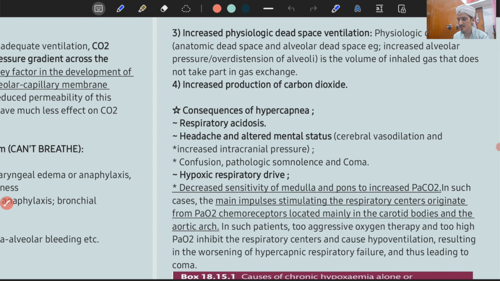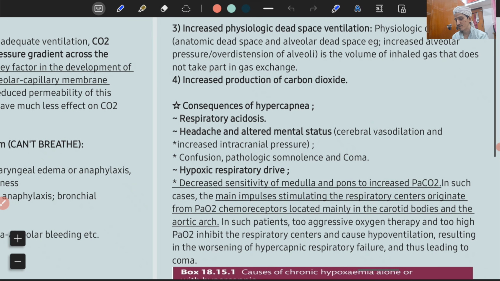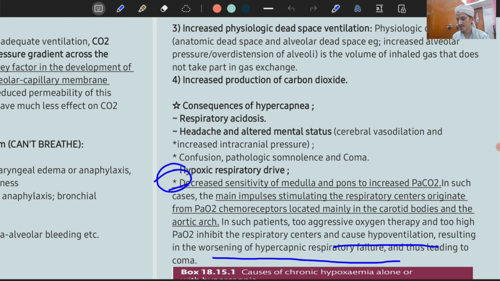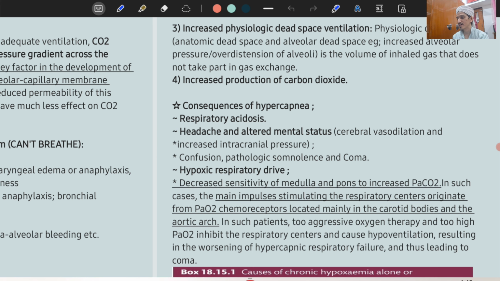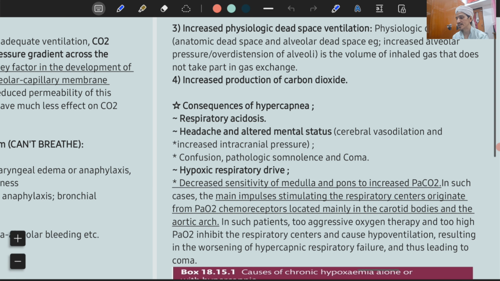So these three are the main consequences; the most important consequence is this one, and this is also a consequence of hypercapnia. Chronic respiratory failure and hypoxic respiratory drive develop because of carbon dioxide. The same chronic respiratory failure patients will develop pulmonary hypertension, right ventricular failure, and clubbing and hypertrophic osteoarthropathy because of hypoxemia, not hypercapnia.